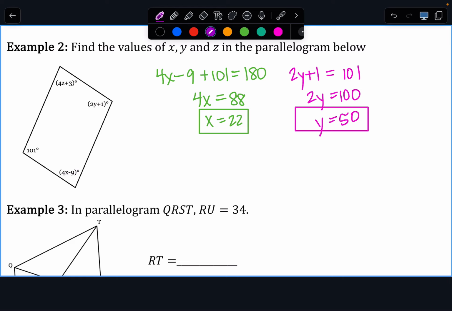And then you could do a couple different things with 4z plus 3. But what do we know about 4z plus 3? We know that those two are equal, right? We also know that these two are supplementary. You know that 2y plus 1 is also supplementary. So there's a few different ways you can go about it. Regardless, what do we get for z? 19, okay.